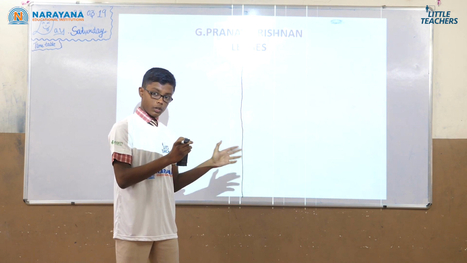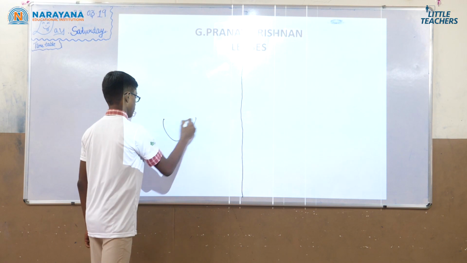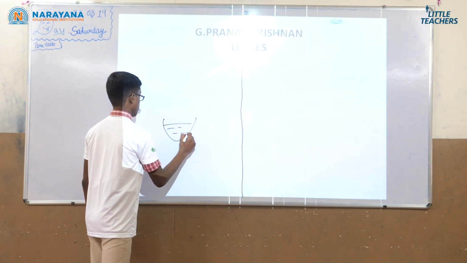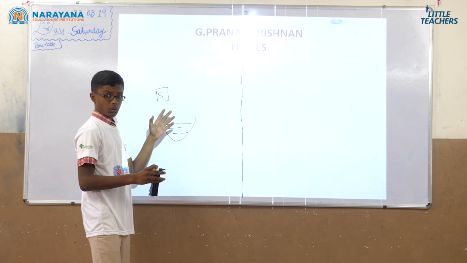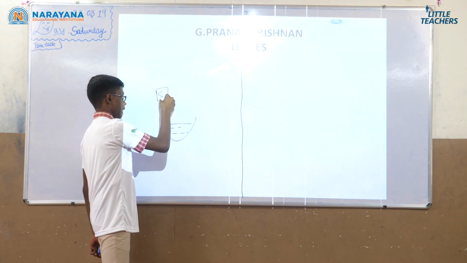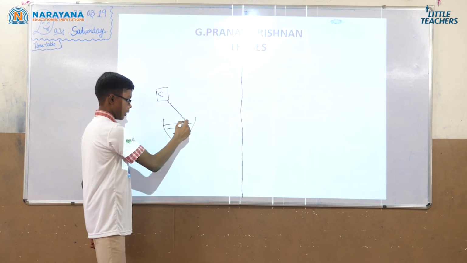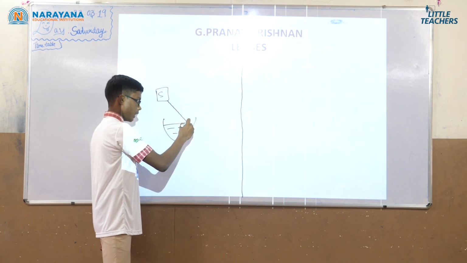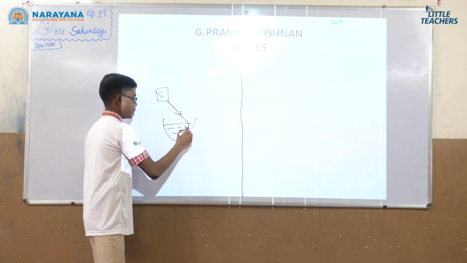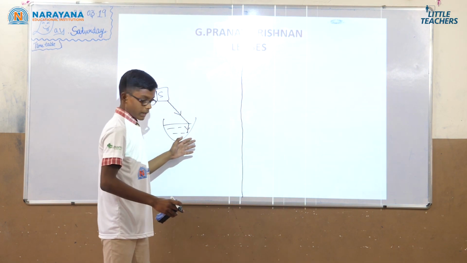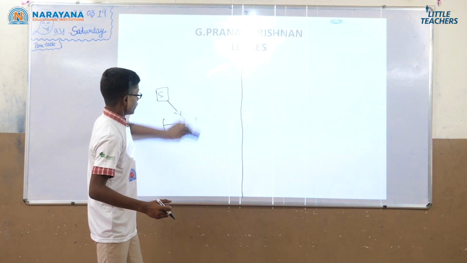So let's look at a phenomenon of light. Take a bowl of water and a luminous source. Consider this luminous source is emitting a light ray which is incident on the surface of the water. After this gets incident, this light ray bends from its path, and this phenomenon of bending is called refraction. So guys, now let's go into the topic.